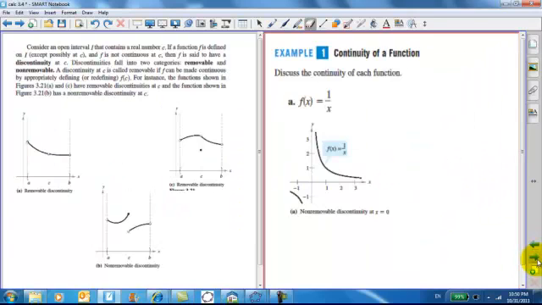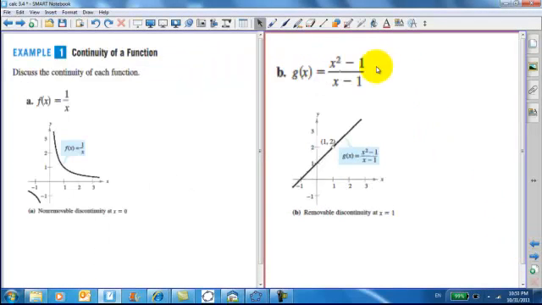Okay. Now, let's discuss the continuity of each of these. With y equals 1 over x, we end up with a vertical asymptote at x equals 0, so that's a discontinuity. And it's non-removable, because there's no way you can connect up these two very disparate parts of the hyperbola here. This is going way down to negative infinity, this is going way up to positive infinity. So that's non-removable.